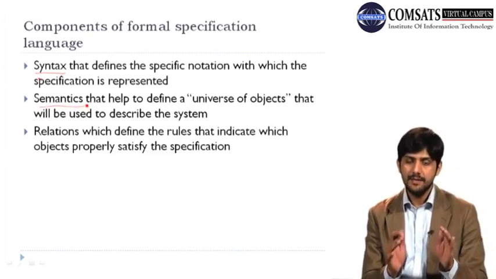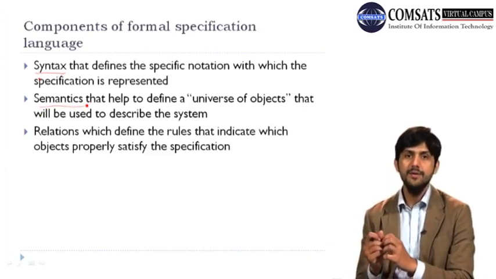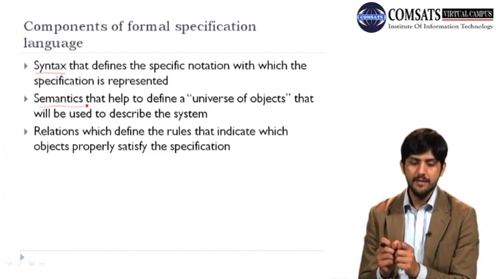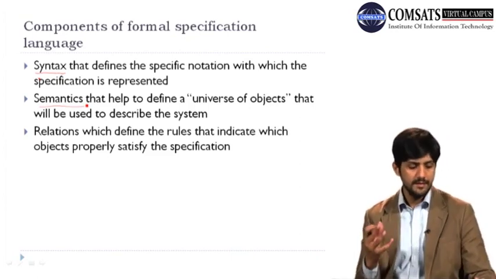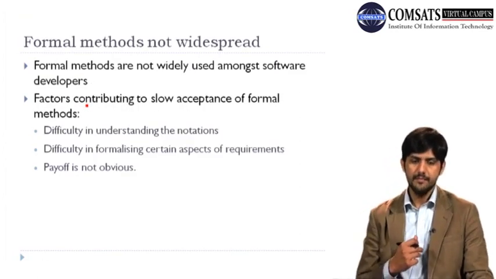So you have the syntax, which notation would be used when, and then you need to understand the semantics of those statements, and then the relations. So these are the three main components of a formal specification language.